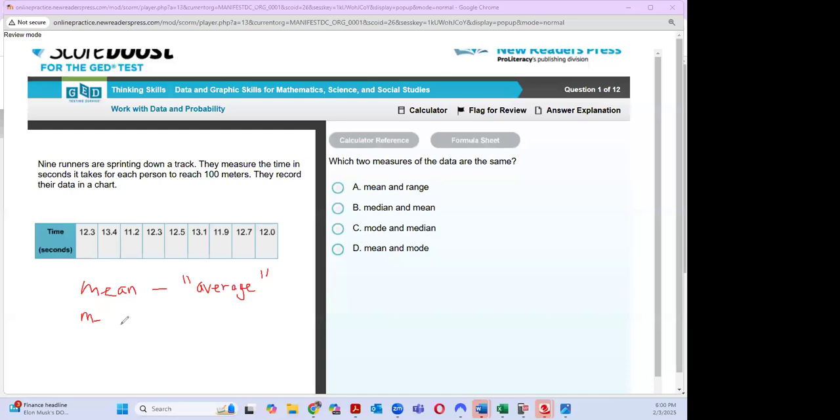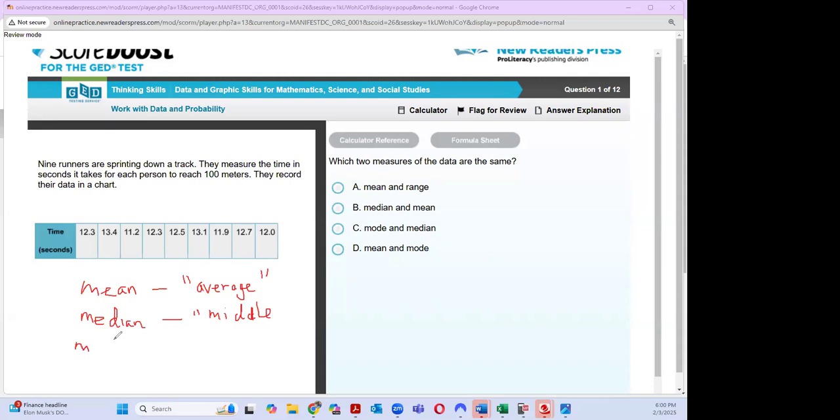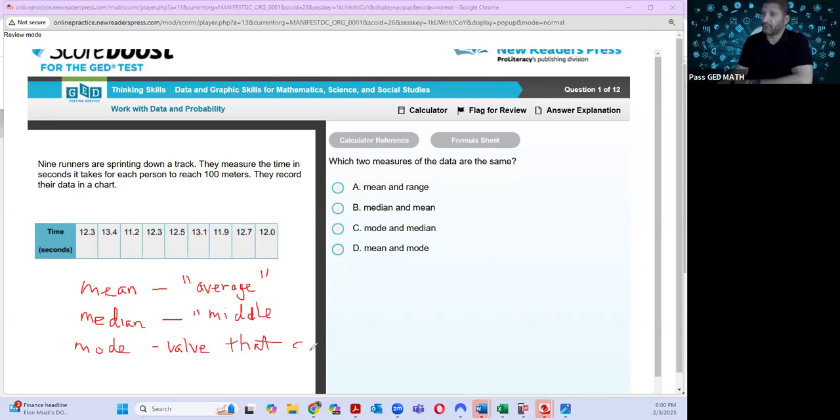What's the median? The median is you arrange all of the numbers from smallest to largest, and the one in the middle. Perfect. So median is the middle. How about mode? Mode is the number that you see more of. The value that appears the most.